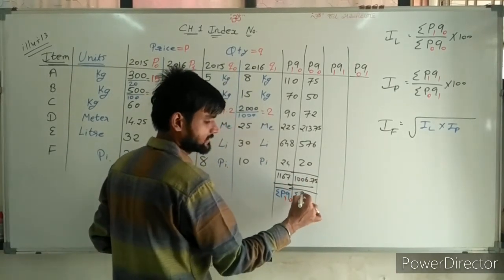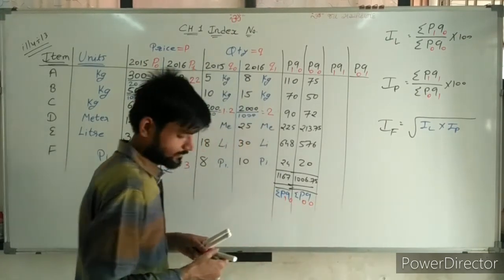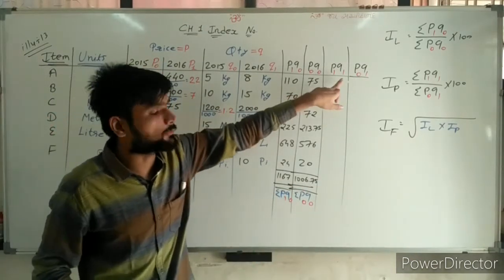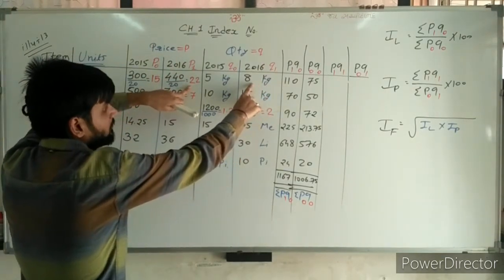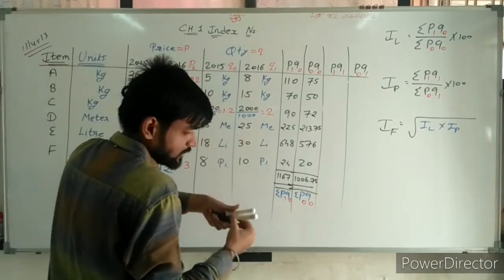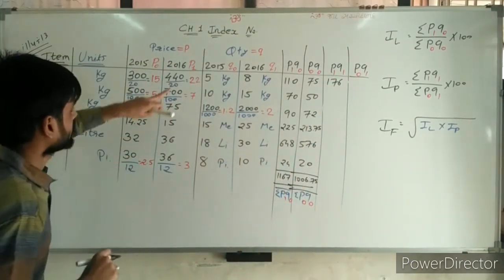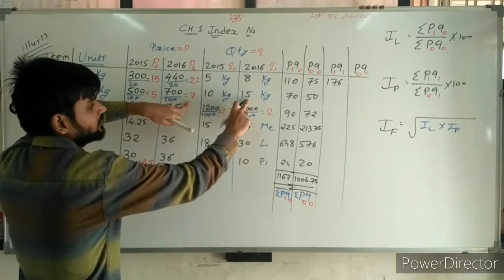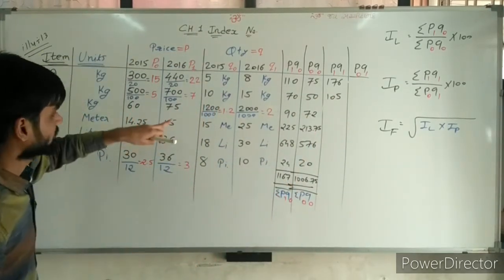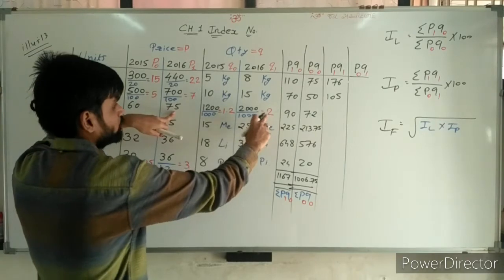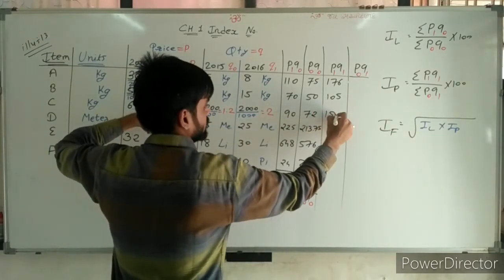Now what is it? Simple. Calculating P1 into Q1. So P1, Q1. Multiplication of these two. 22 into 8, I am getting 176. 7 into 15, 105. 75 into 2, 150.